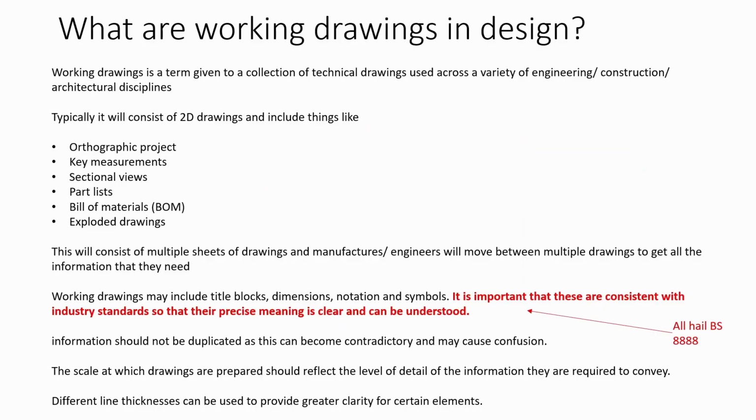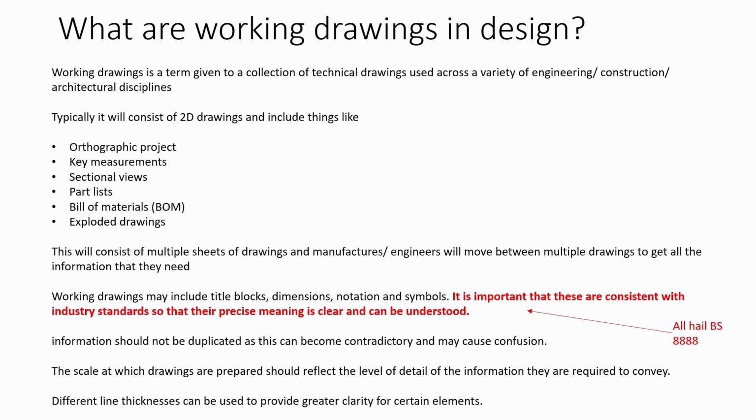The kinds of things that need to be included in a working technical drawing are orthographic projection, key measurements, sectional views, parts lists, and your bill of materials, which covers what materials you're going to use and why, and then an exploded drawing. If you've not gone over exploded drawings before, that's where all the parts are exploded out so you can see how everything fits together. It is going to go over multiple sheets, as I've said. It also needs to be to the correct British standards. Remember this is A-level leading into degree or apprenticeship, so you're expected to meet those specific British standards.